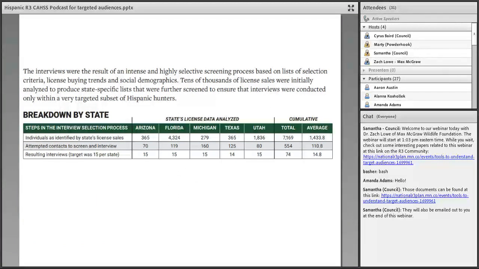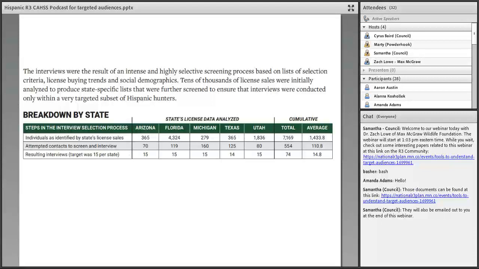So to give you a little bit of an idea of the throughput, it was a pretty intense and selective screening process. But in reality, tens of thousands of license sales data were initially analyzed to produce these state-specific lists. And then we further screened those lists to ensure that interviews were conducted only with targeted subjects. And we really wanted that to be Hispanic hunters that had been recently retained into the hunting culture.